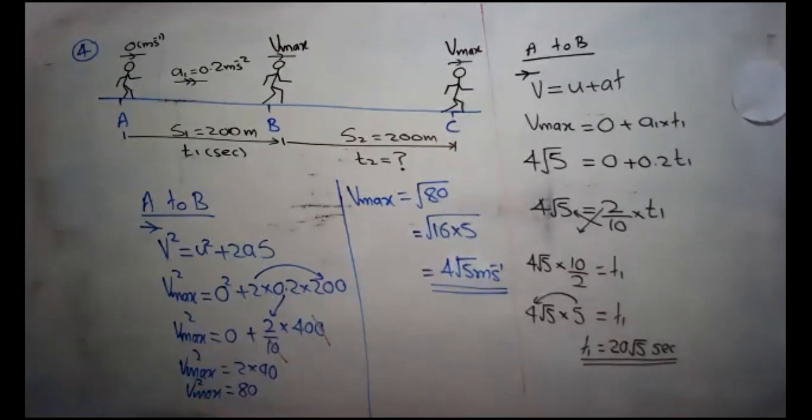Right, now we want to find only t2. To find t2, we can use the following method. Star point and write. The person moves from B to C with a constant velocity of v max.